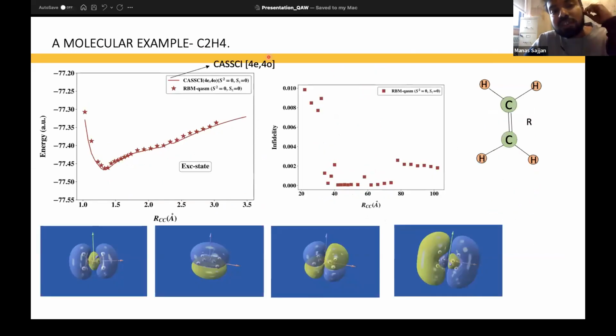We can do a similar calculation for the excited state of C2H4, ethylene, and we do this by stretching the CC bonds. Since both the pi and the sigma bonds are broken, we choose an active space of these 4 orbitals, where this is the HOMO, this is the LUMO, and this is a sigma antibonding. This is basically a sigma bonding, which is deep-seated and occupied. If we use again this 4 electron 4 orbital basis, where these 2 are the occupied orbitals, we see that the RBM results are in quite close proximity with the CASCI results, and the infidelities of the states happen to be this. This state, by the way, is basically a singlet.